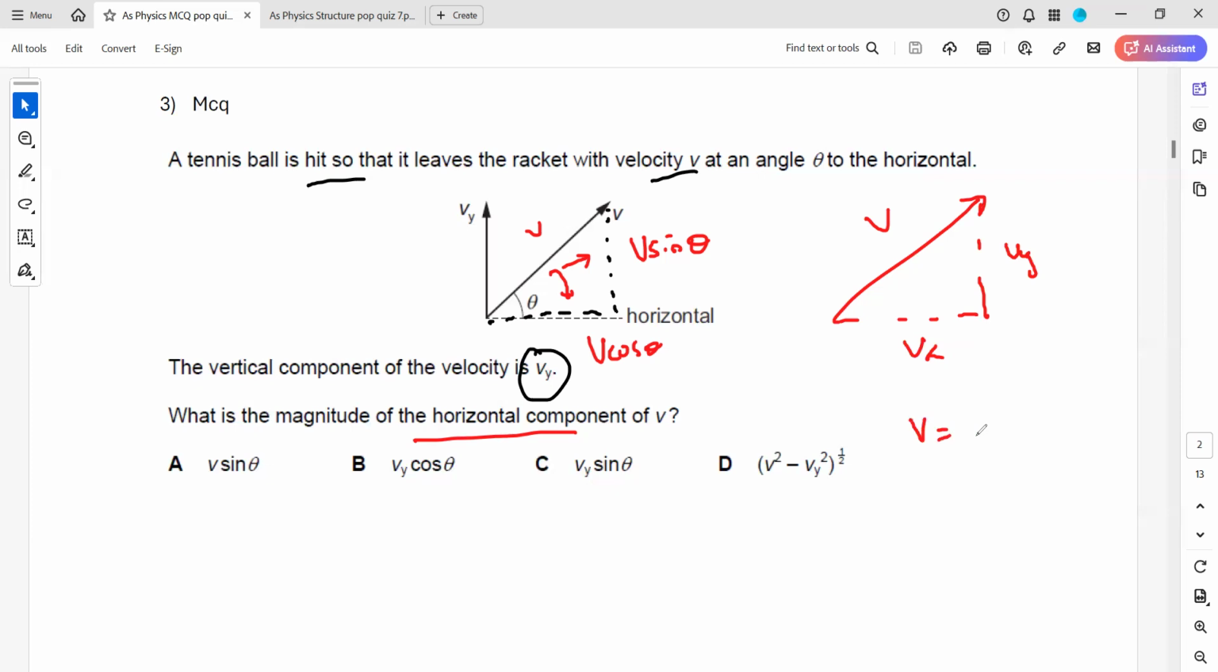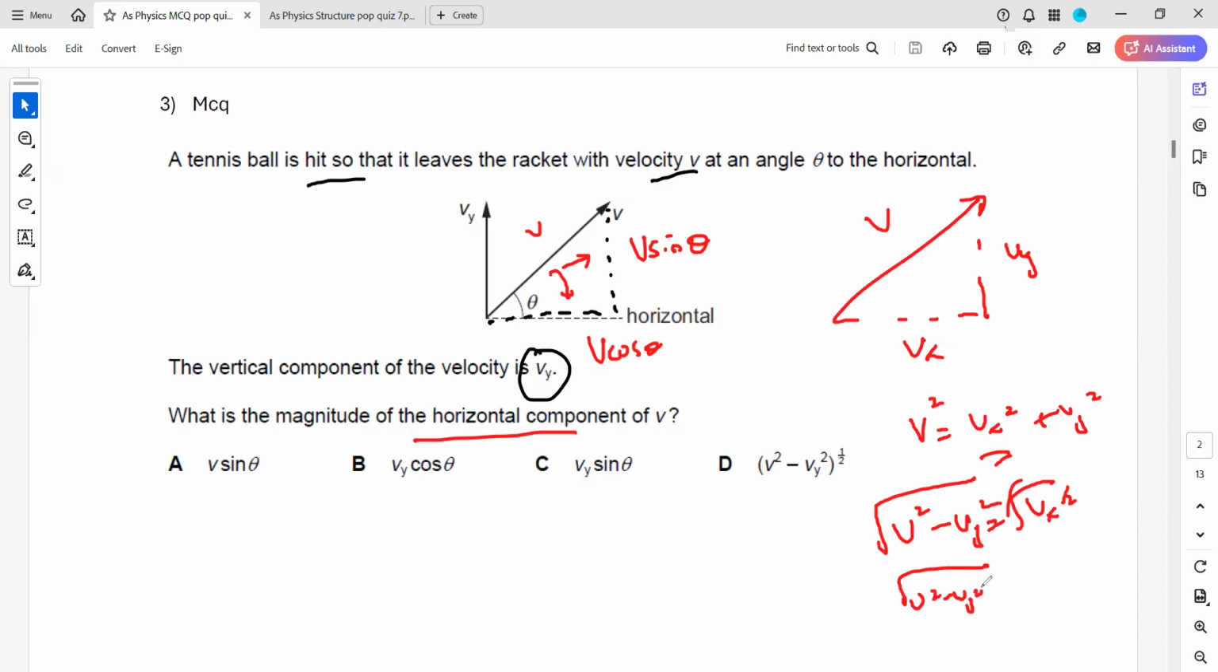In a right angle triangle, the hypotenuse squared equals the base squared plus the perpendicular squared. So if we need the horizontal Vx, Vy will move to the other side. So V squared minus Vy squared is equal to Vx squared. If I need Vx, I will take the square root. So the square root of V squared minus Vy squared is equal to Vx. That will give us the magnitude of the horizontal component. So D will be the right answer.